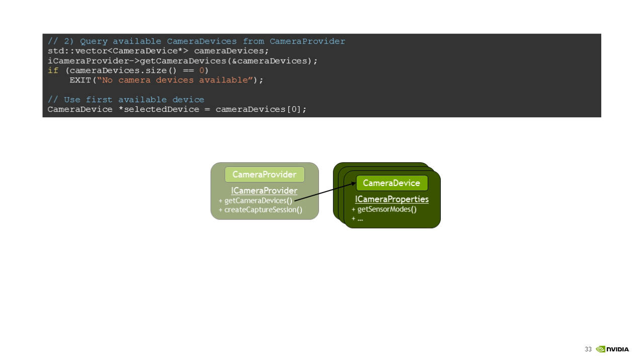Here we call the camera provider's get camera devices, which populates a list with the devices that are available for use. For the sake of this example, we will simply use the first available device.